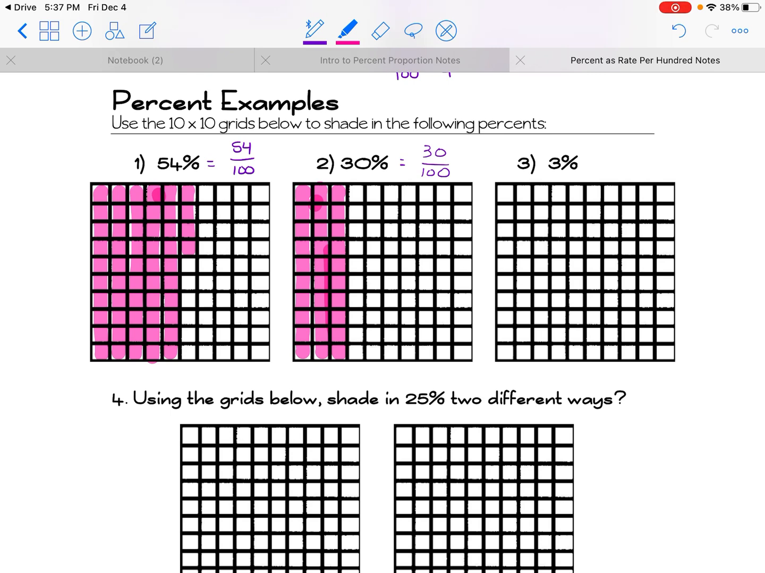Let's go on to the next one. The next one says 3%. Well, 3% means 3 out of 100. So if we're comparing to all 100, if we only have 3 out of 100, it would look like this. And you can tell that that's a very tiny amount compared to 100. So 3% is pretty small.